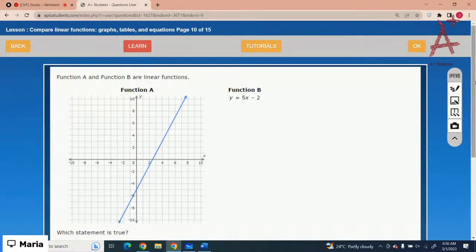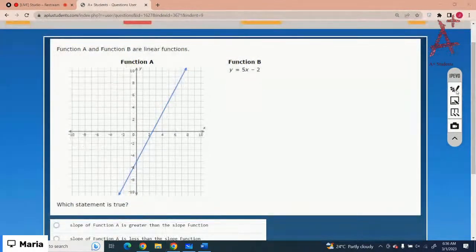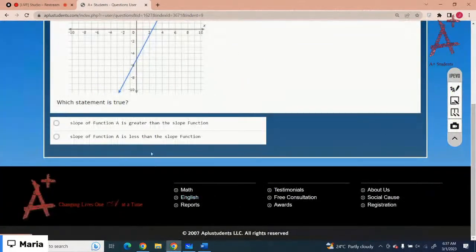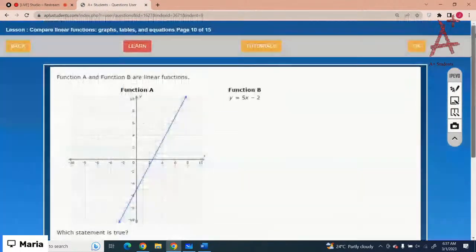Okay, so which is the correct option? Slope of function B is 5. Just look at the slope of function A. Here you have 1, 2, 3 over 2. That would be 1.5. That means slope of function A is less than slope of function B. Got it? Second option is the correct one.